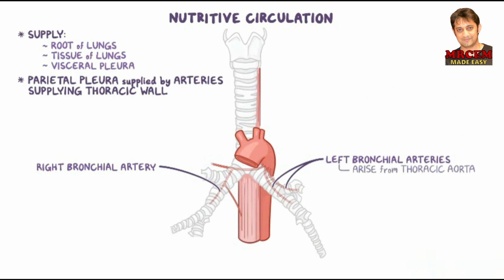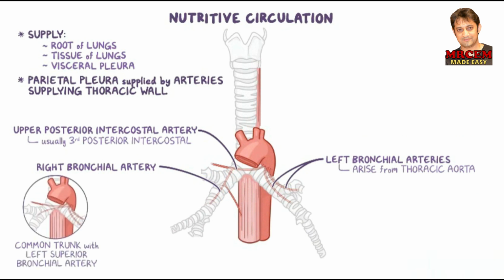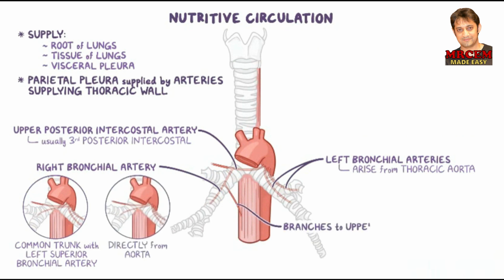The right bronchial artery usually arises either from the proximal part of one of the upper posterior intercostal arteries, usually the third posterior intercostal artery, or from a common trunk with the left superior bronchial artery. Sometimes a single right bronchial artery may arise directly from the aorta. The bronchial arteries also provide branches to the upper esophagus.